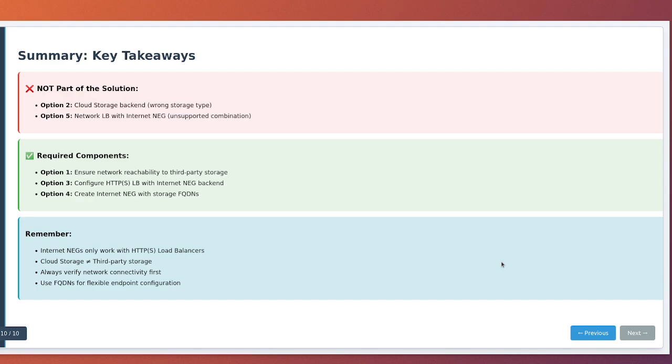Remember, when integrating external services with GCP, Internet NEGs with HTTP/S load balancers are your go-to solution. They provide the flexibility and features needed for reliable external service integration.